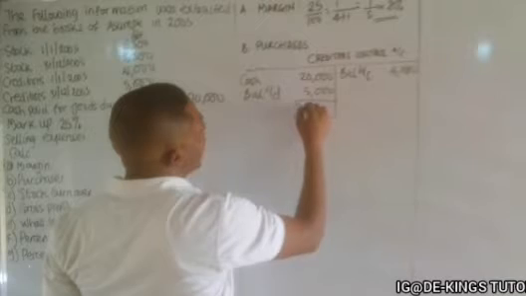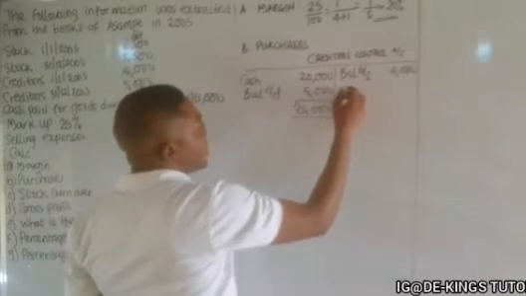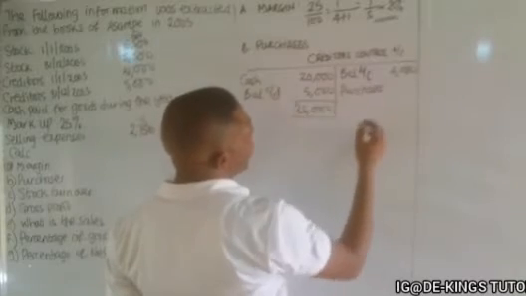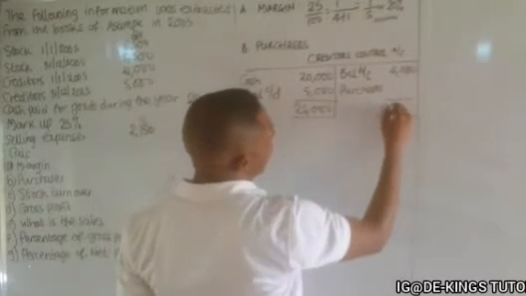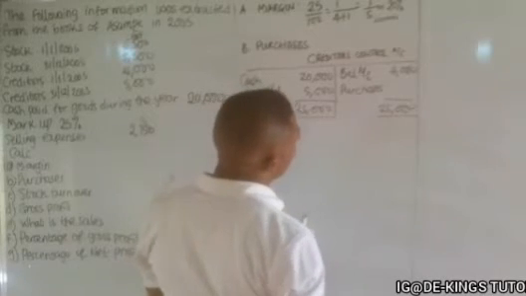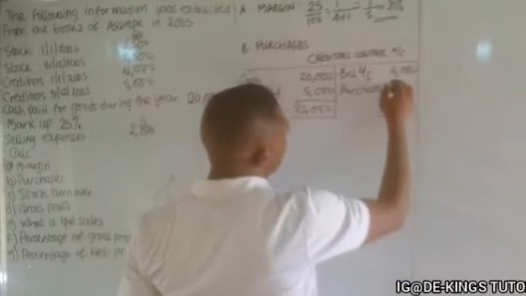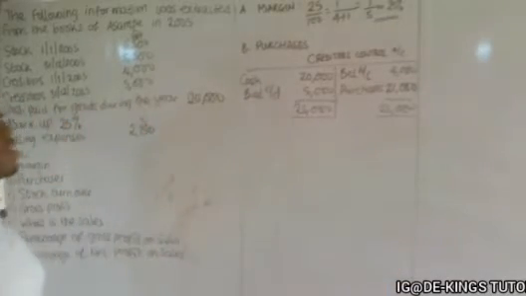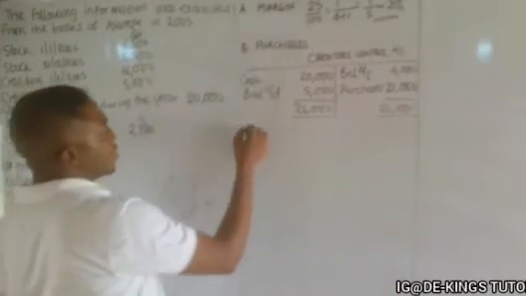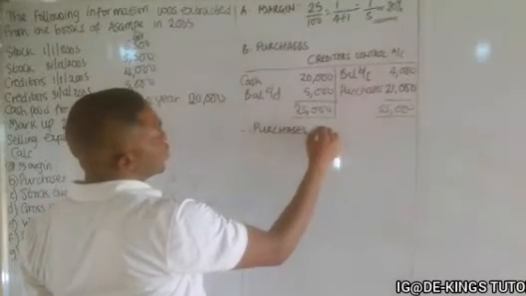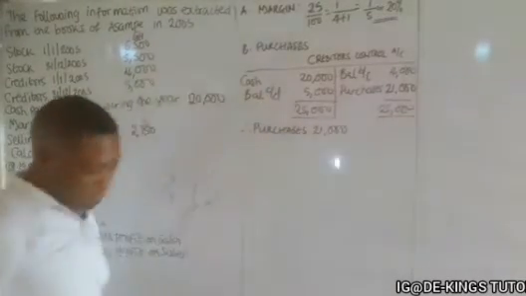So if we have 25,000 here, the balancing figure is supposed to be purchases. So we're supposed to have 25,000 here also. So 25,000 minus 4,000 will give us 21,000. Therefore, our purchases is 21,000.